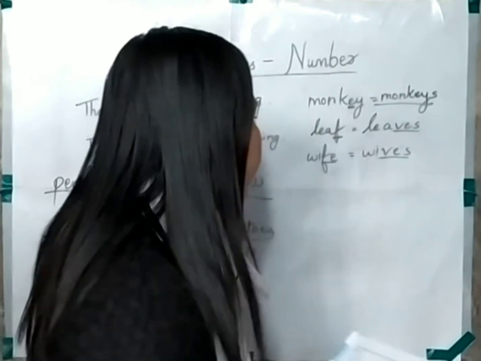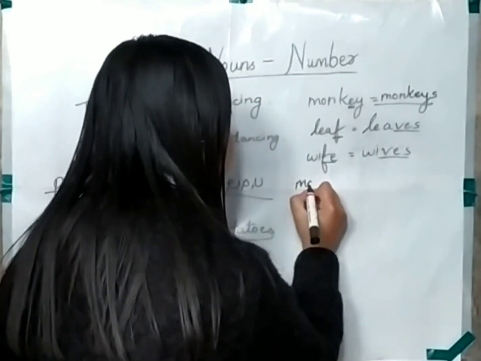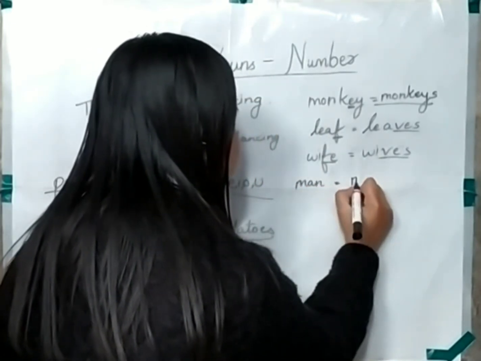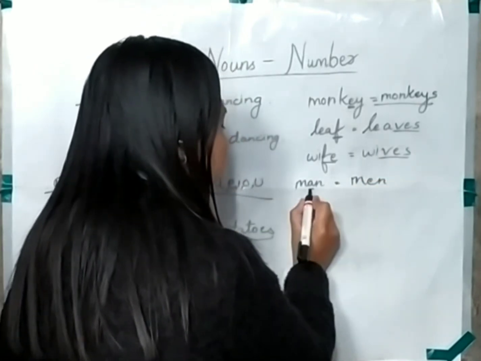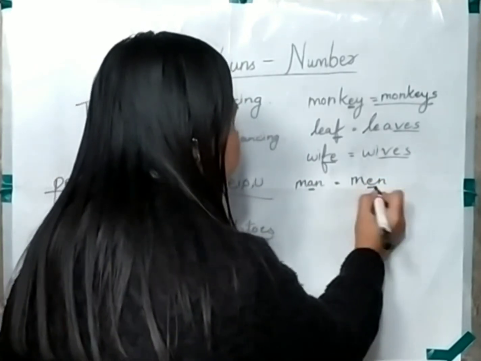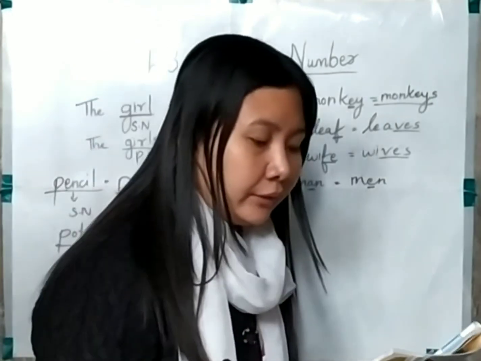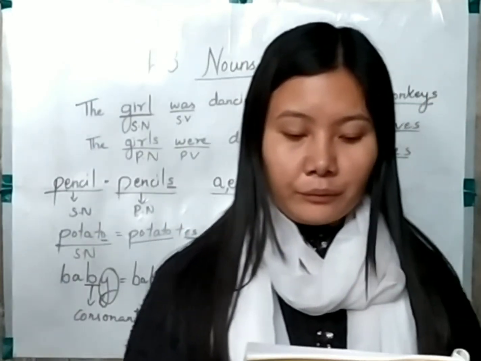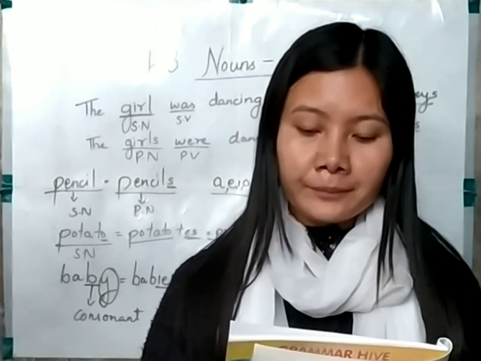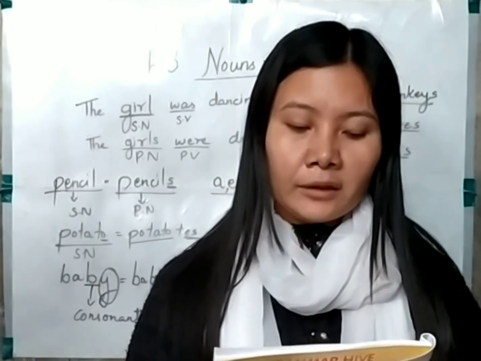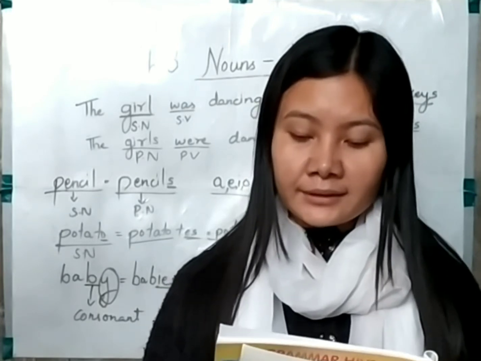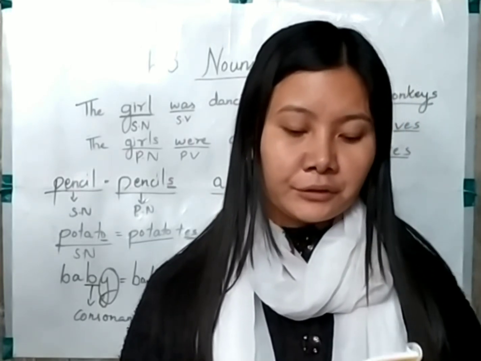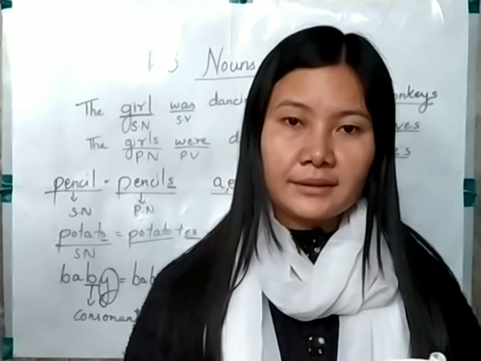Like you can see over here on the board, I am writing man. So how do we change it? Man, this singular, we change the vowel, that is a is changed into e, and we form its plural. So similarly, woman changes into women, goose changes into geese, foot changes into feet, tooth changes into teeth, child changes into children, mouse changes into mice, ox changes into oxen.